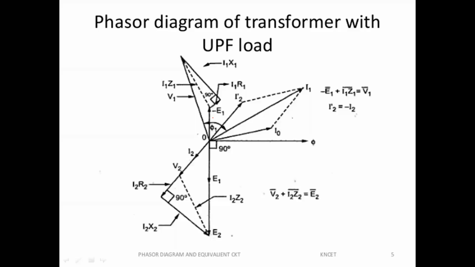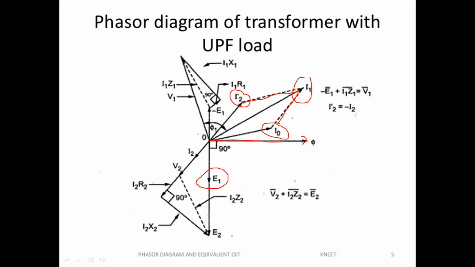So here first we take some voltage. This is the voltage value, V1. This is the no load current, I0. And this is the equivalent of secondary current, I2 dash. Total primary current is the vector sum of these two. I1 is I0 plus I2 dash. So this is the flux. We take the actual value of flux here.